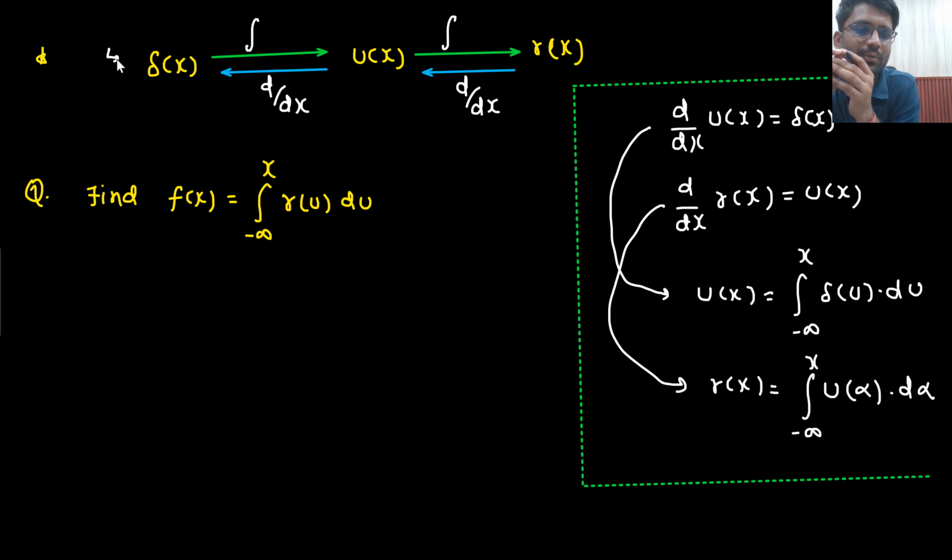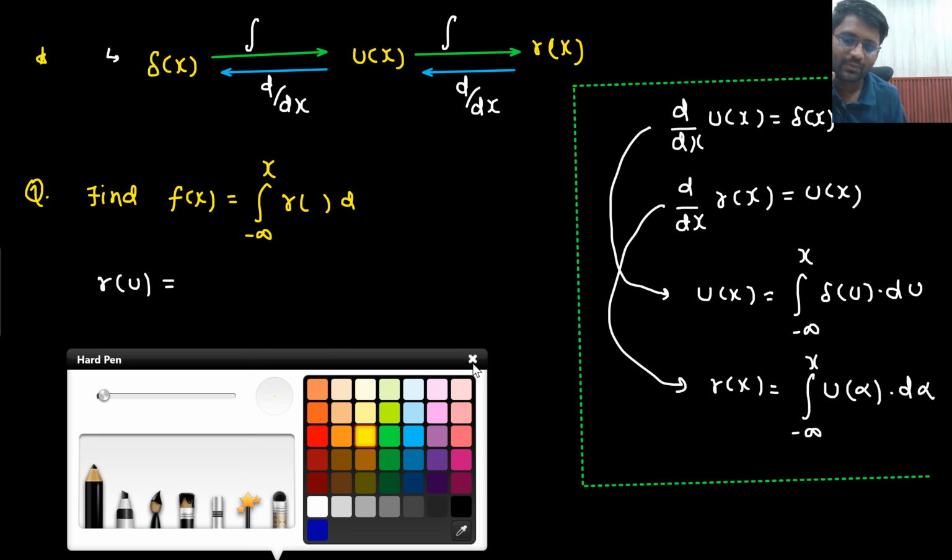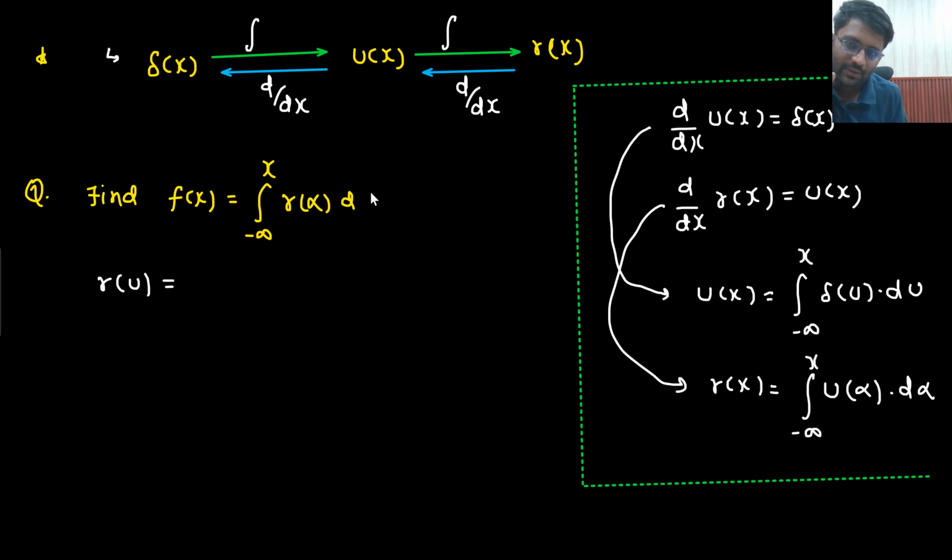Now what you need to do? You need to integrate minus infinity to x ru du. This is what you are supposed to do. So ru du. Can I write down ru as u into du? Sorry, u into ru could be written as, let's keep as alpha. Okay, this is what you need to do. R of alpha d alpha.